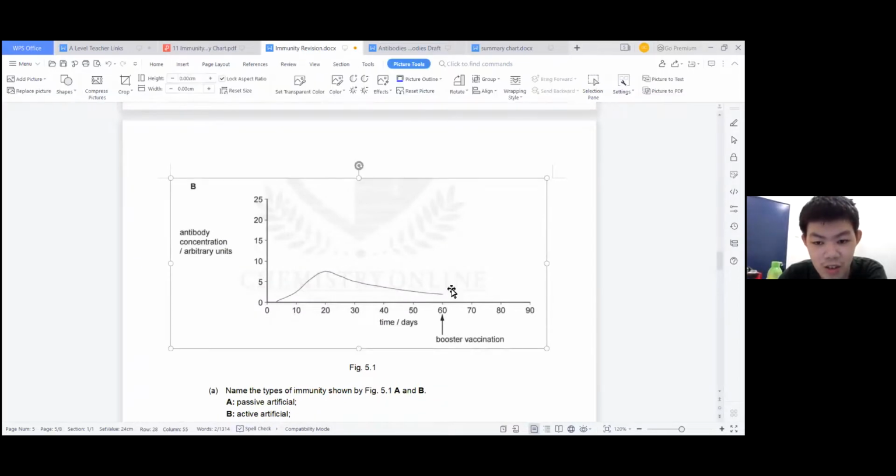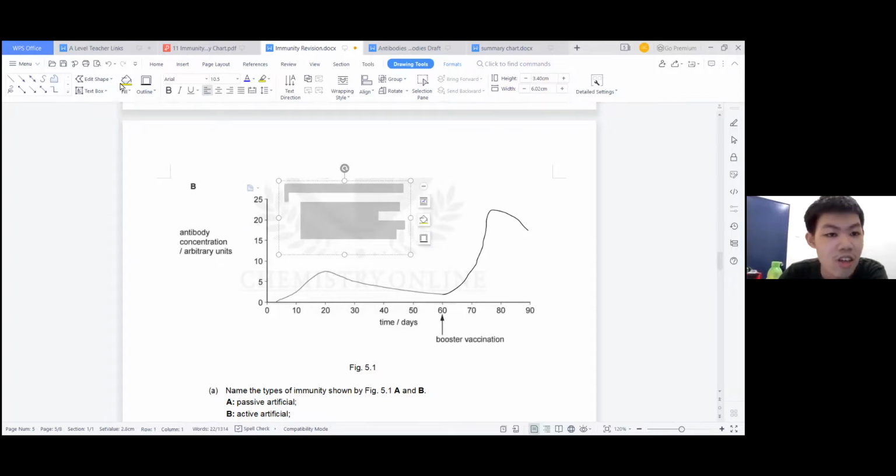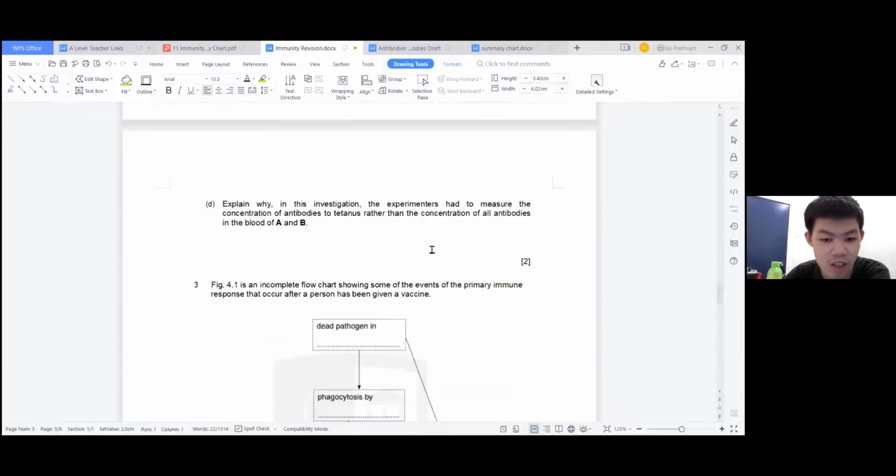Like something like that lah. Okay, so your line must increase, the antibody must increase at a faster rate than the primary response, and then must be at a higher concentration because this is the secondary immune response.